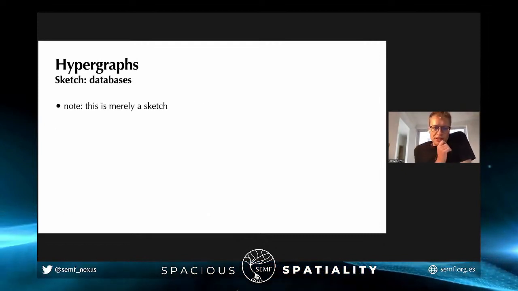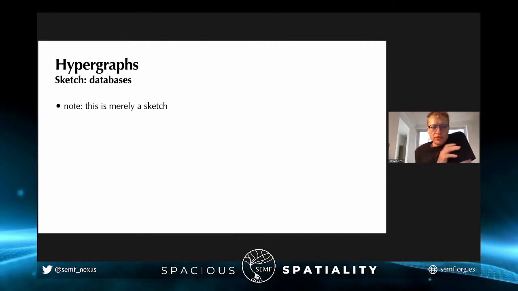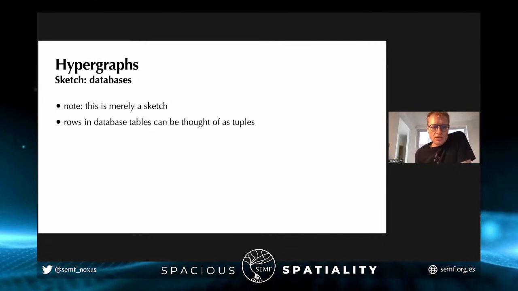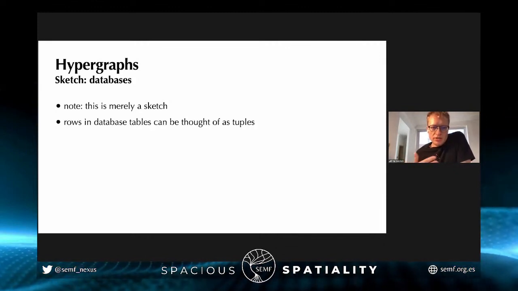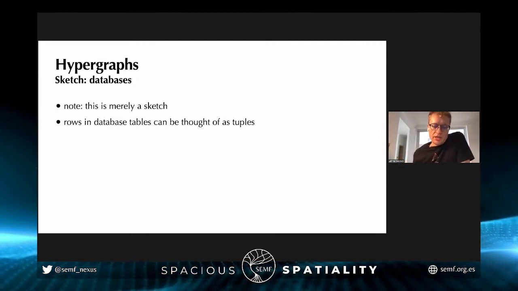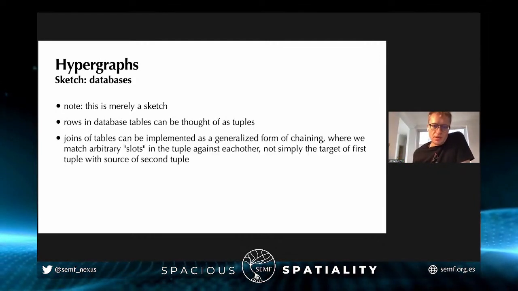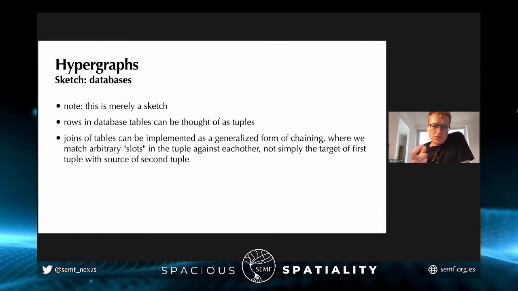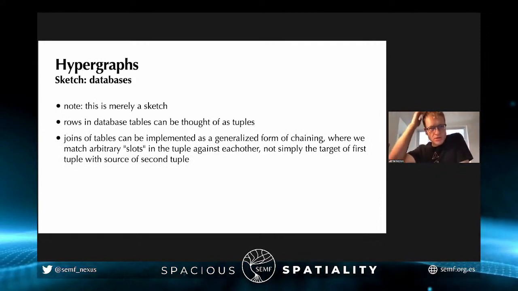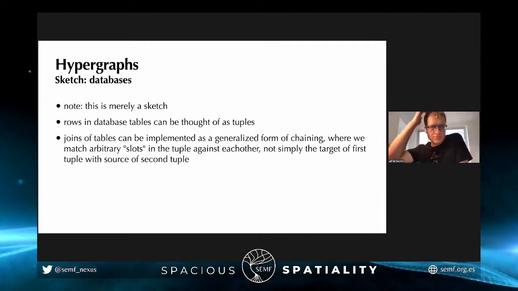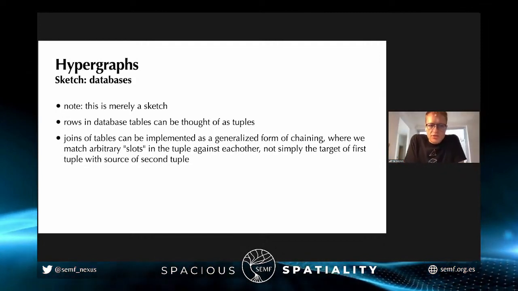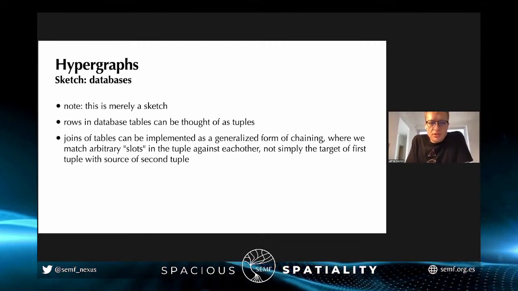Okay. Now, I don't want to dwell too much on this, but I want to give a quick sketch of how hypergraphs model databases. So if you're familiar with how databases work, they're composed of tables, and those tables have rows. And essentially, those rows are tuples. And what those tuples do is connect together different entities in the database. So like people and the departments that they work in and their salaries and their ID numbers or whatever it is. Now, a fundamental operation in database theory is joining together tables in a database.